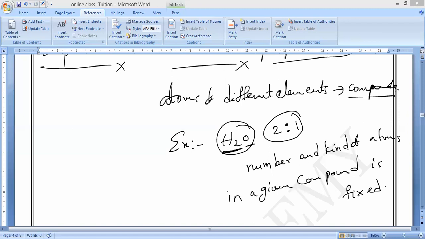So this is what we should call same proportion. What is that law called? Law of constant proportion. Understand, guys? Please respond.